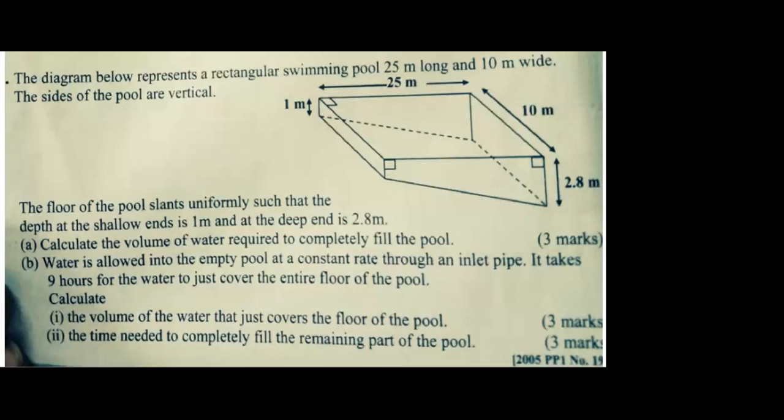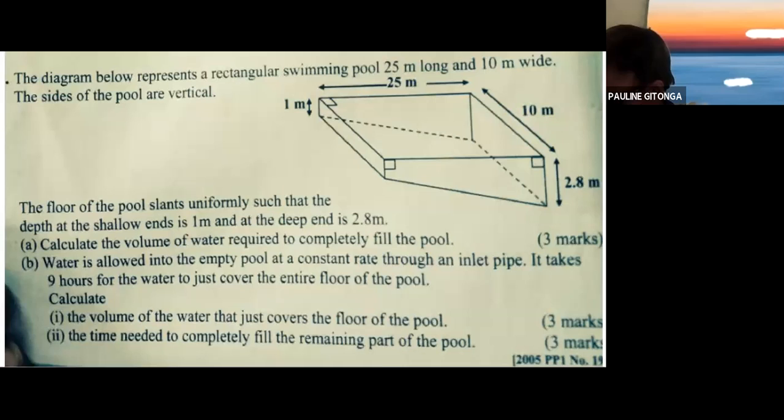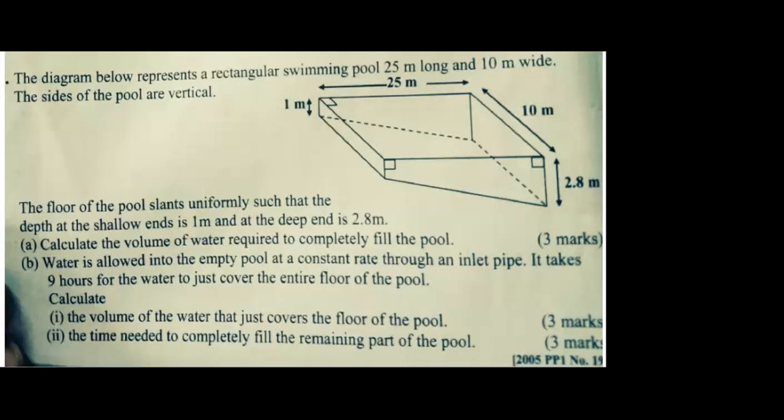So I found the answer for A. And then you explain how you got it. I've gotten the answer as 475 meters cubed. So I first of all divided the shape which looks like a trapezium to get a cuboid and a triangle. I found the rectangle and the triangle.